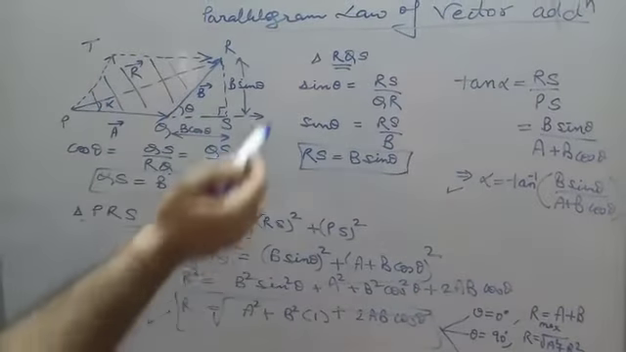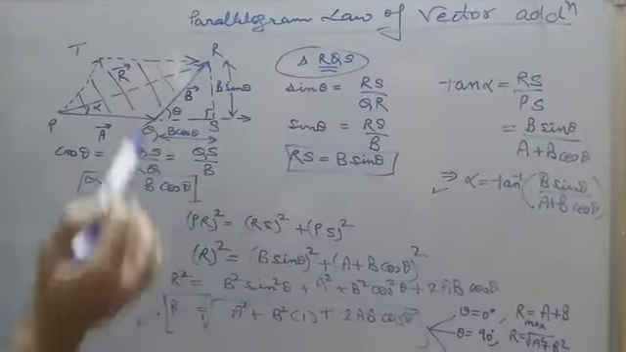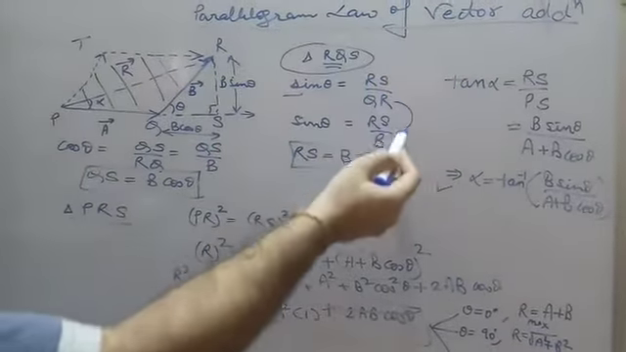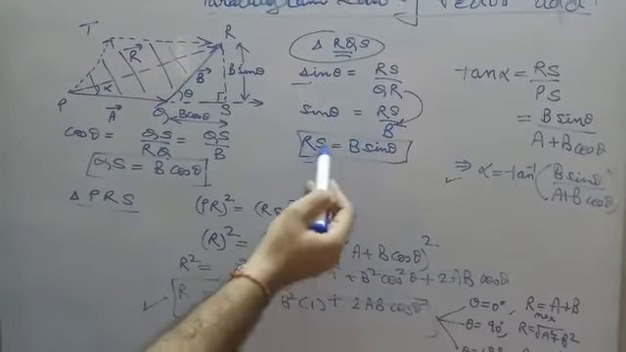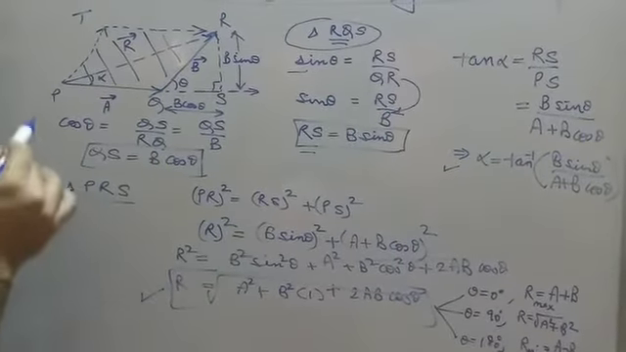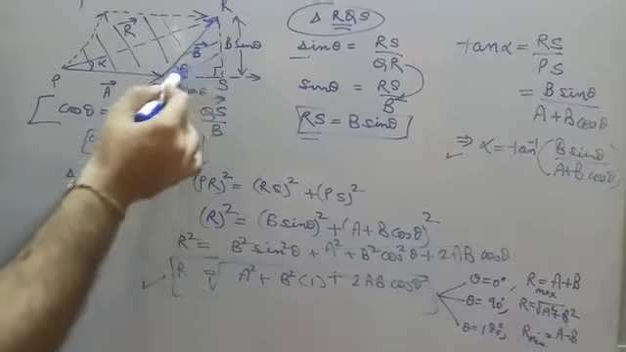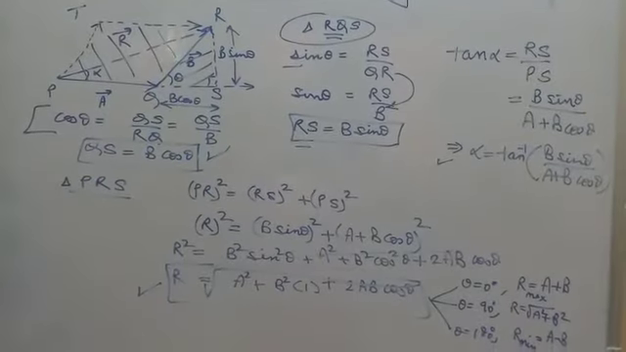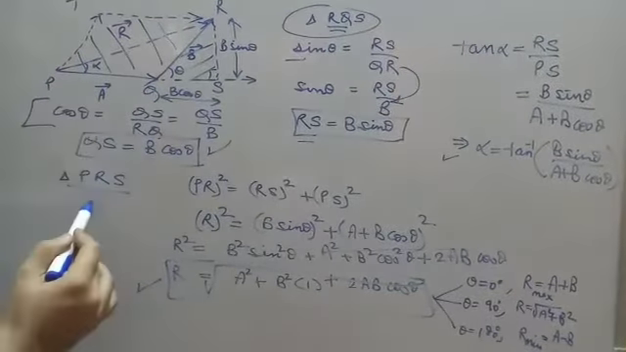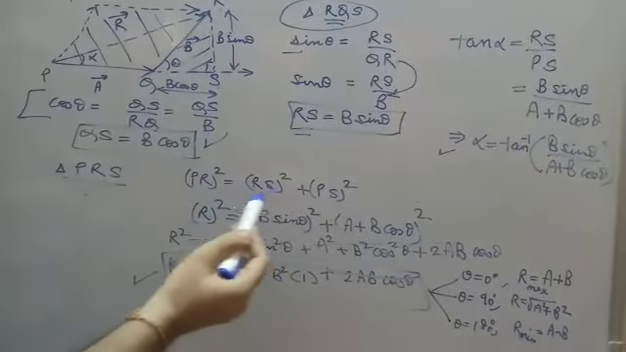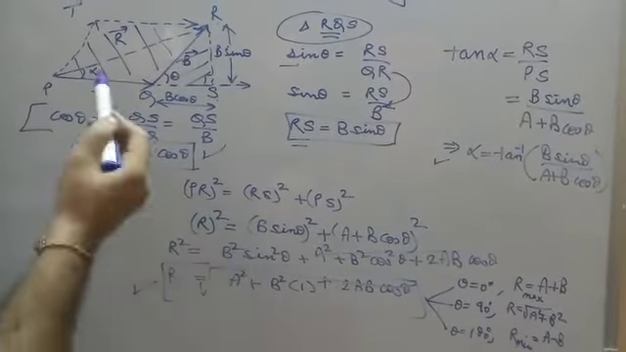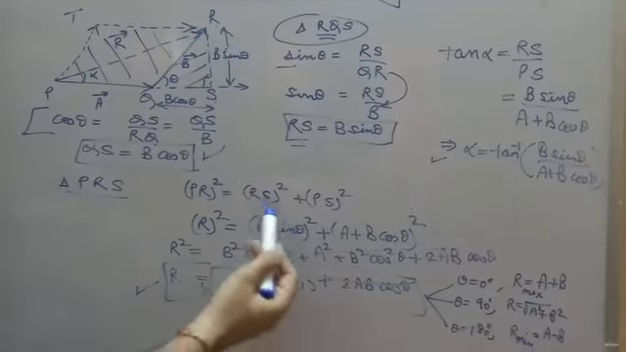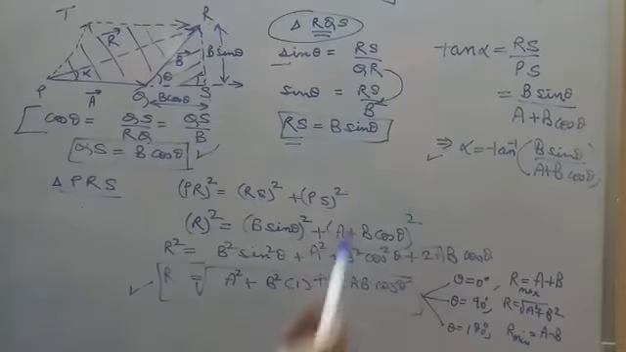And here we apply the same concept. We take the triangle RQS and find sine theta, which is RS upon QR. QR is B. So from here we get RS as B sine theta. Similarly, we take cos theta in the same triangle. Cos theta is QS upon B, so QS comes B cos theta. And if you take the big triangle PRS and apply the Pythagoras theorem, we write PR square is RS square plus PS square, so that R square becomes (B sin theta) whole square plus (A plus B cos theta) whole square.